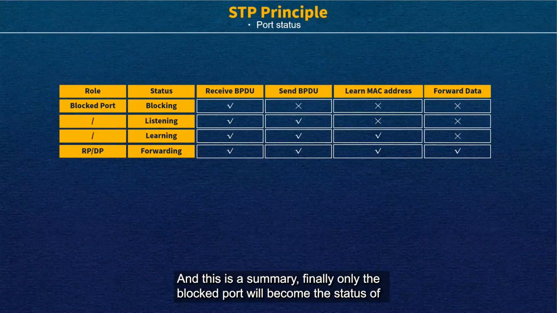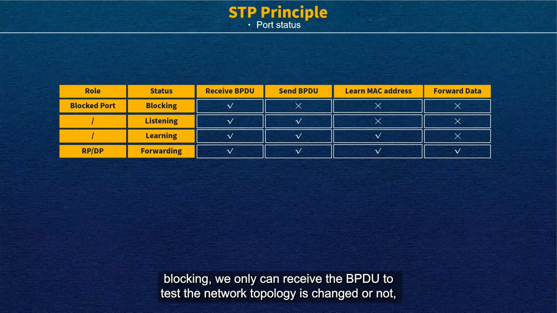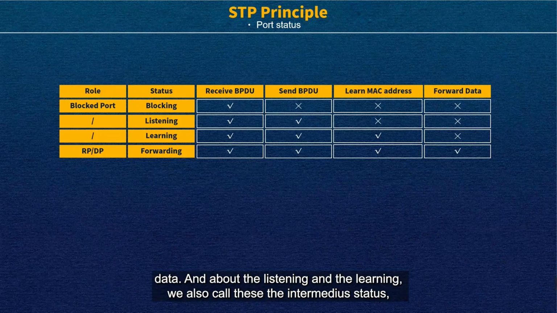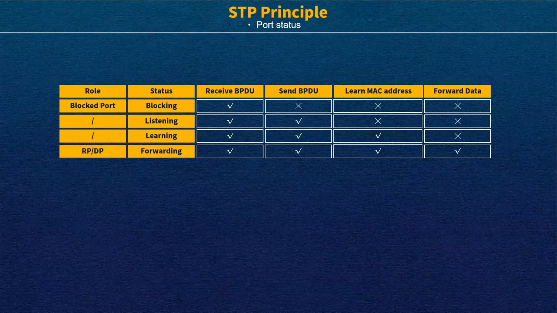And this is a summary. Finally, only the blocked port will be in the blocking state. We can only receive the BPDU to detect whether the network topology has changed or not. And we cannot send out the BPDU, we cannot learn the MAC address table, and we cannot forward the data. And the listening and learning states we also call the intermediate states.